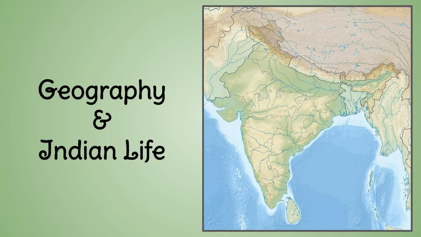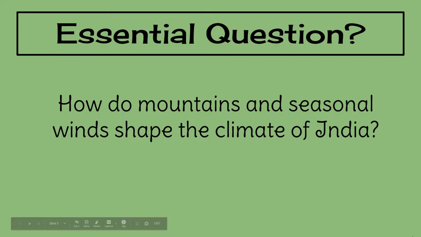And the first thing you need to know is that India has two distinct seasons, rainy season and dry season. And this will play a major role in how India was built and how it was able to flourish. As always, we're going to discuss our essential questions. And our first essential question is how do mountains and seasonal winds shape the climate of India?